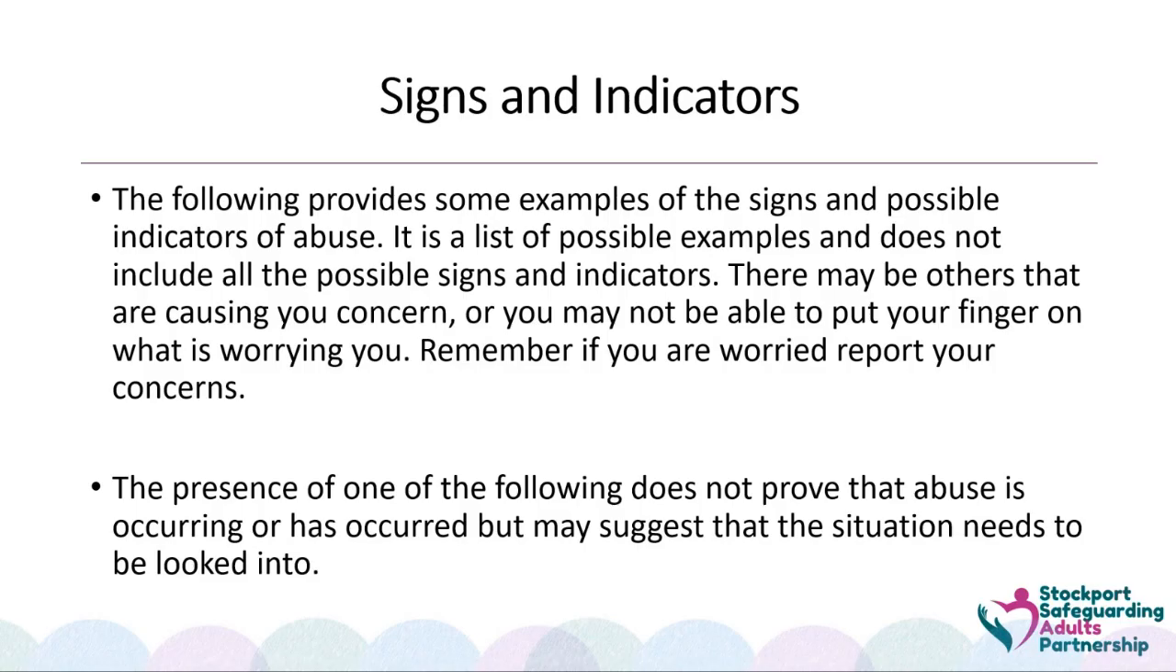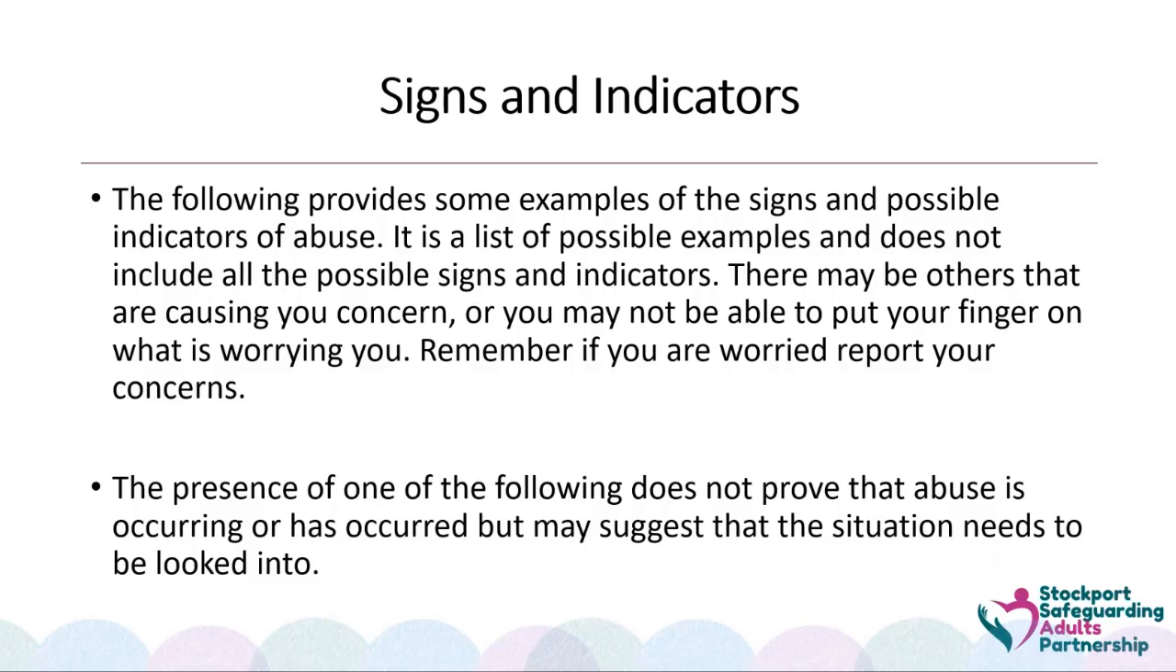So we're now going to look at some signs and indicators around different types of abuse or neglect. The following list is just some examples of those possible signs and indicators. It doesn't cover all eventual possibilities or examples. There may be other indicators that might cause you concern as a professional, or you might not be able to put your finger on exactly what is worrying you.